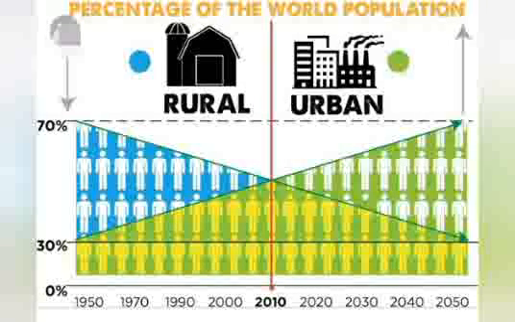The continent of Africa is the least urbanized continent with only 35% of its population lived in urban areas. Okay?